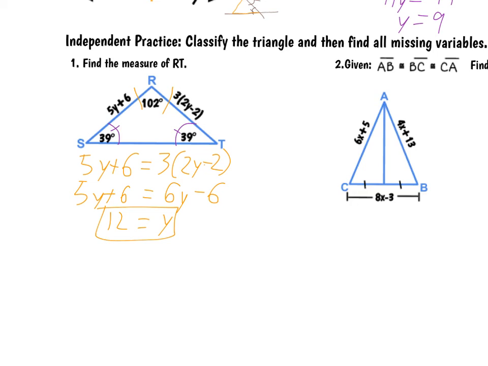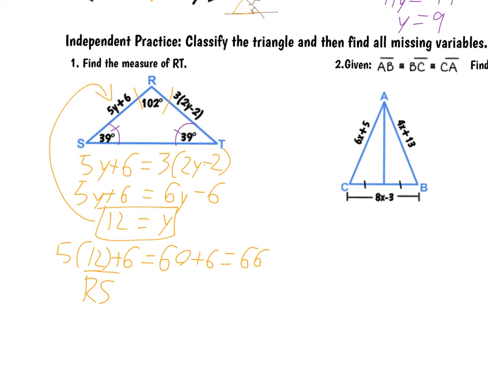Knowing that y equals 12, we can then plug that back in to that, such that we have 5 times 12 plus 6. Well, that's going to be 60 plus 6, which is equal to 66. So RT is 66. Because even though we found RS, RS must be congruent to RT. Let's write that out. RS is congruent to RT.